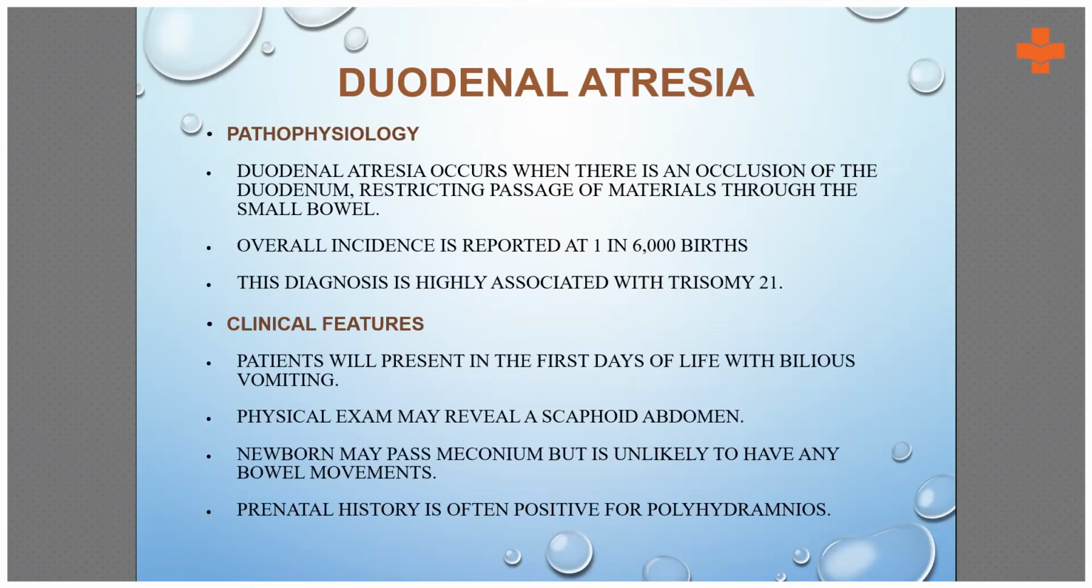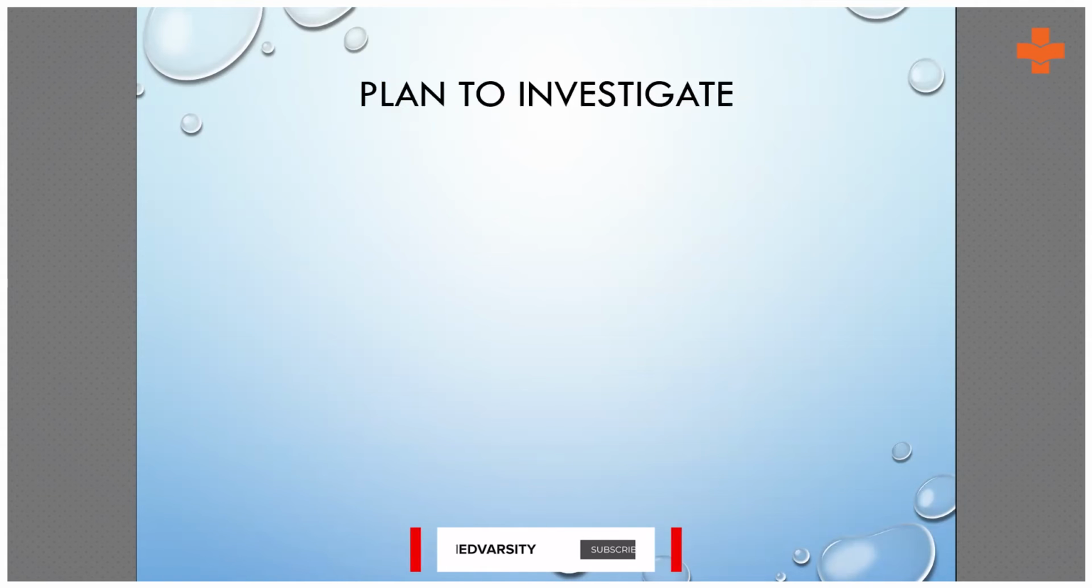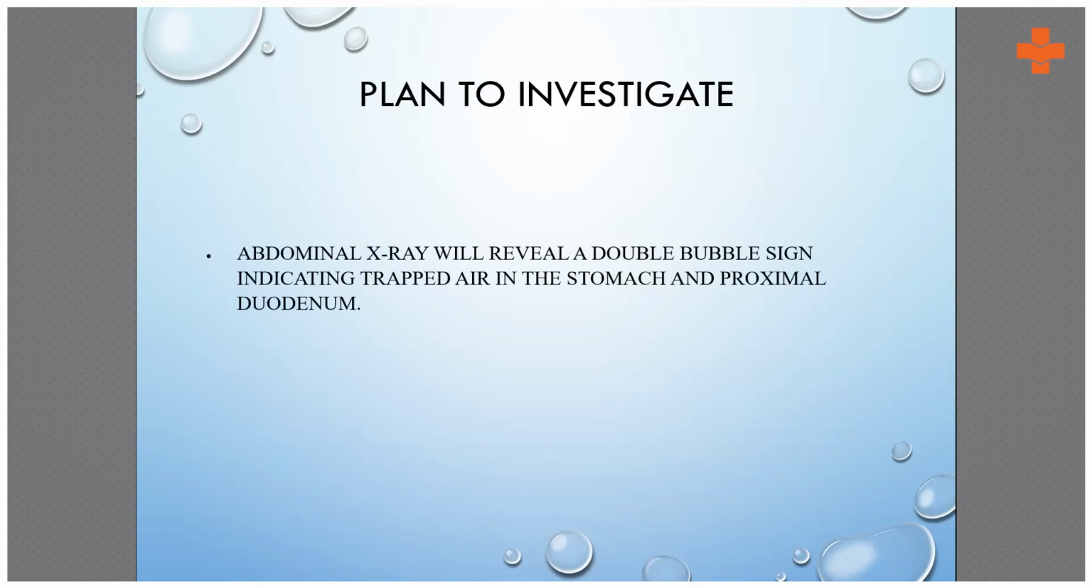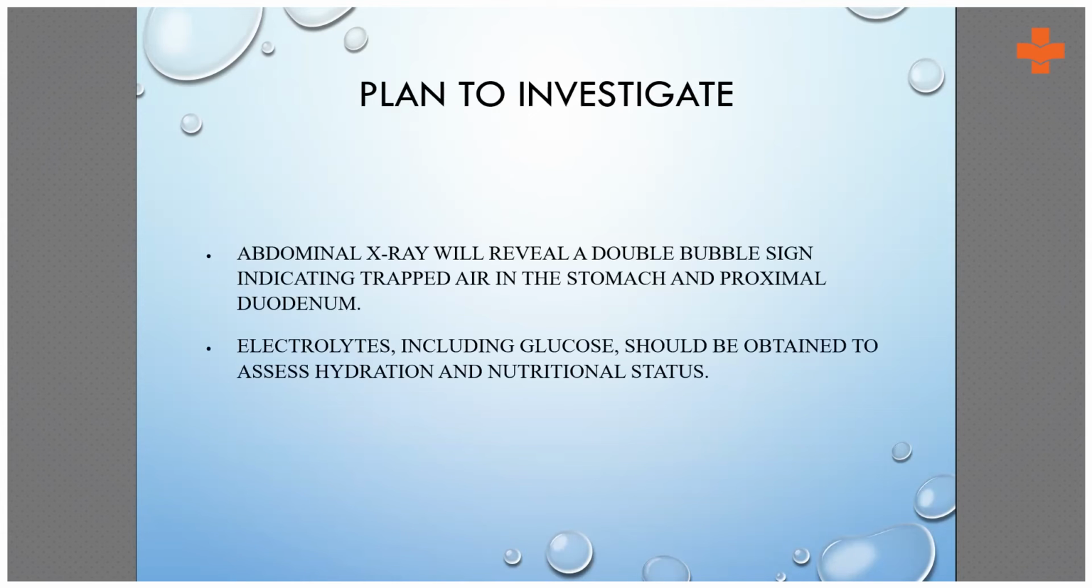A patient with duodenal atresia presents in the first days of life with bilious vomiting. Examination will reveal a scaphoid abdomen. The newborn may pass meconium, but it is unlikely to have any bowel movements. And there will be a positive history of polyhydramnios in the mother during birth. Investigate, like I told you: there will be a double bubble sign indicating trapped air in the stomach and proximal duodenum. So remember, duodenal atresia, double bubble sign, D and D. Duodenal atresia, double bubble sign.